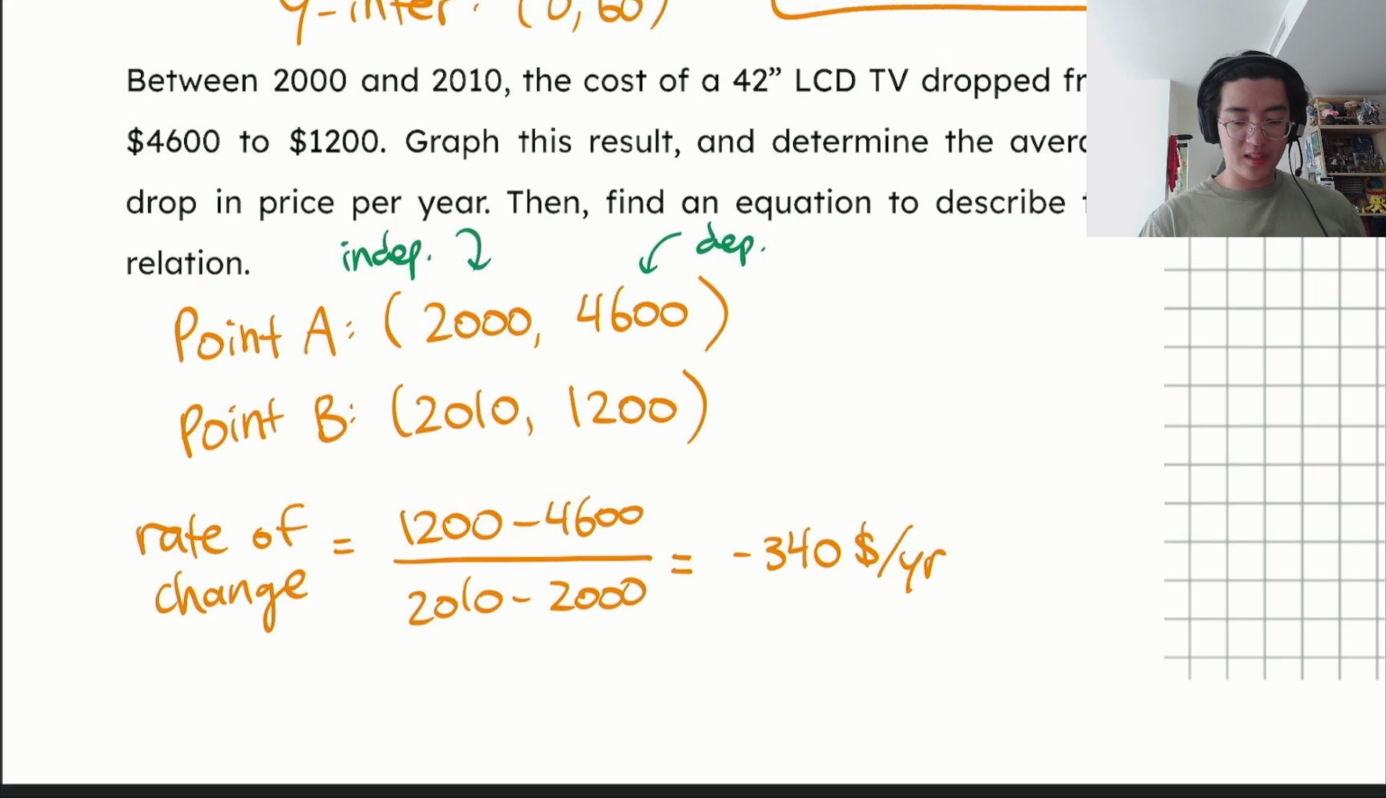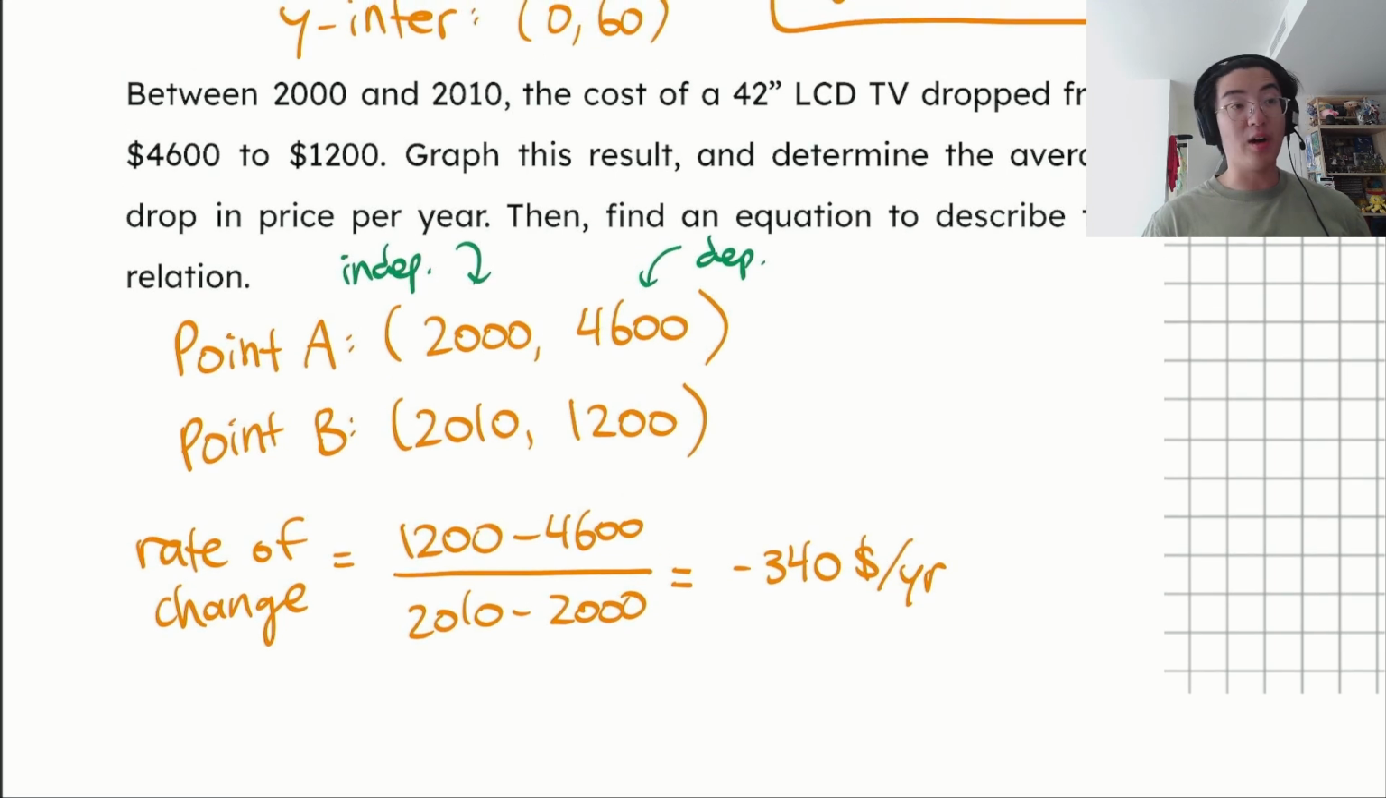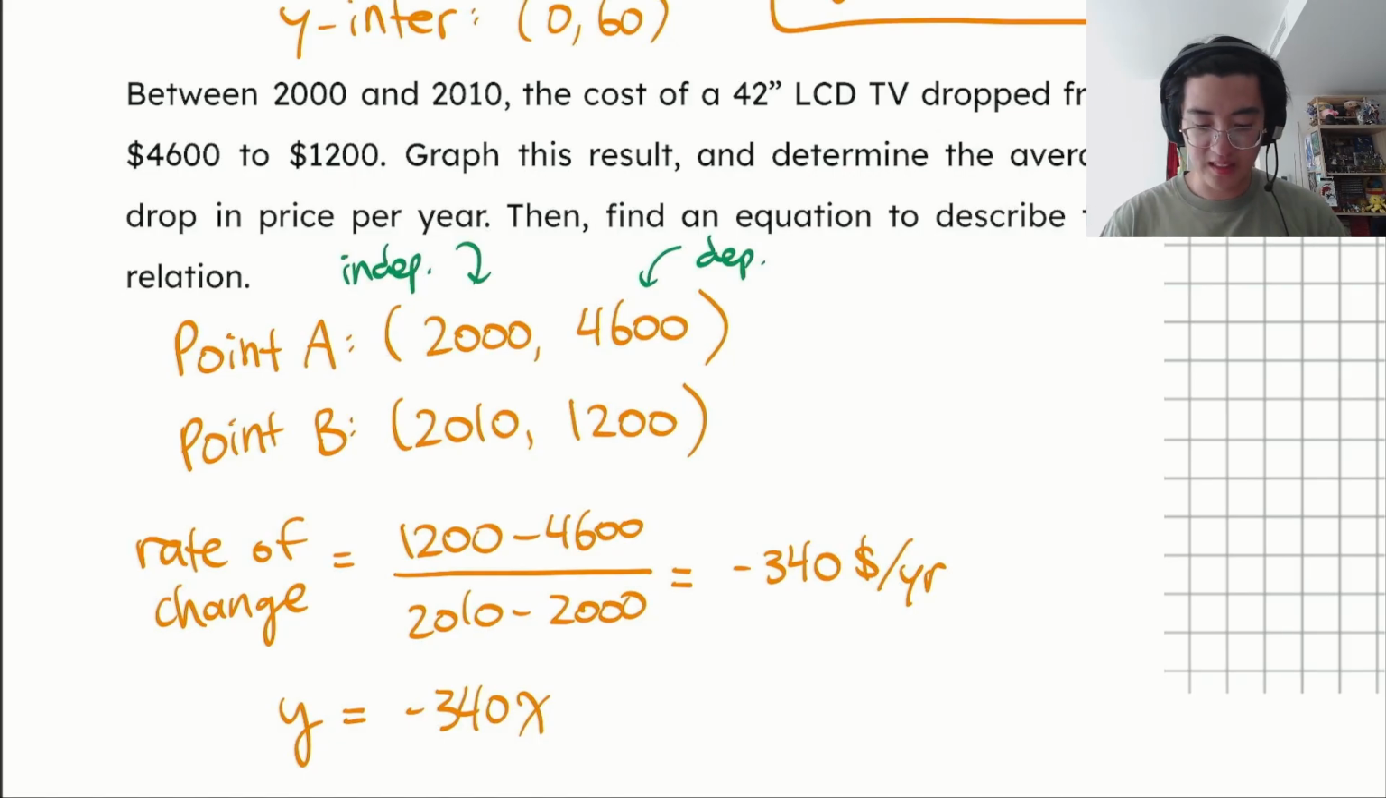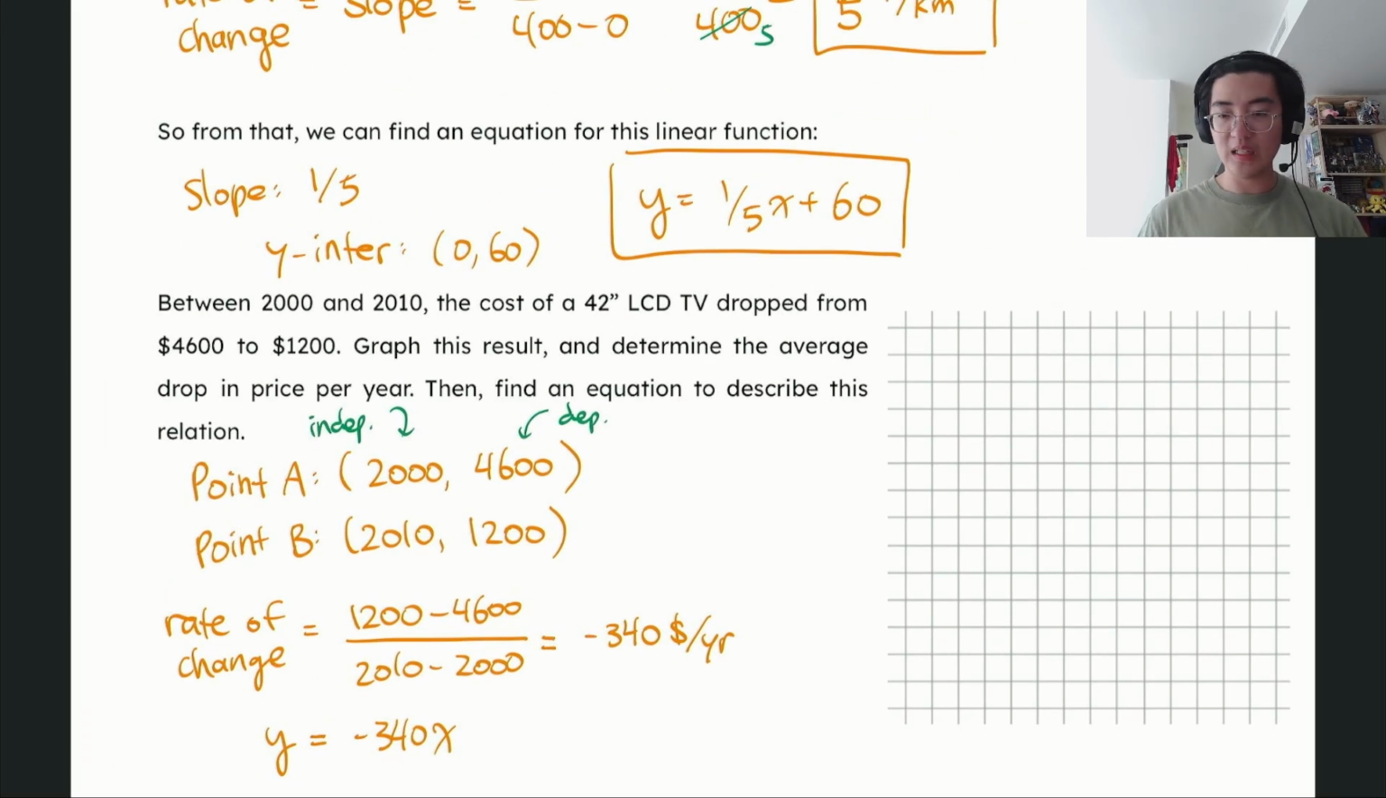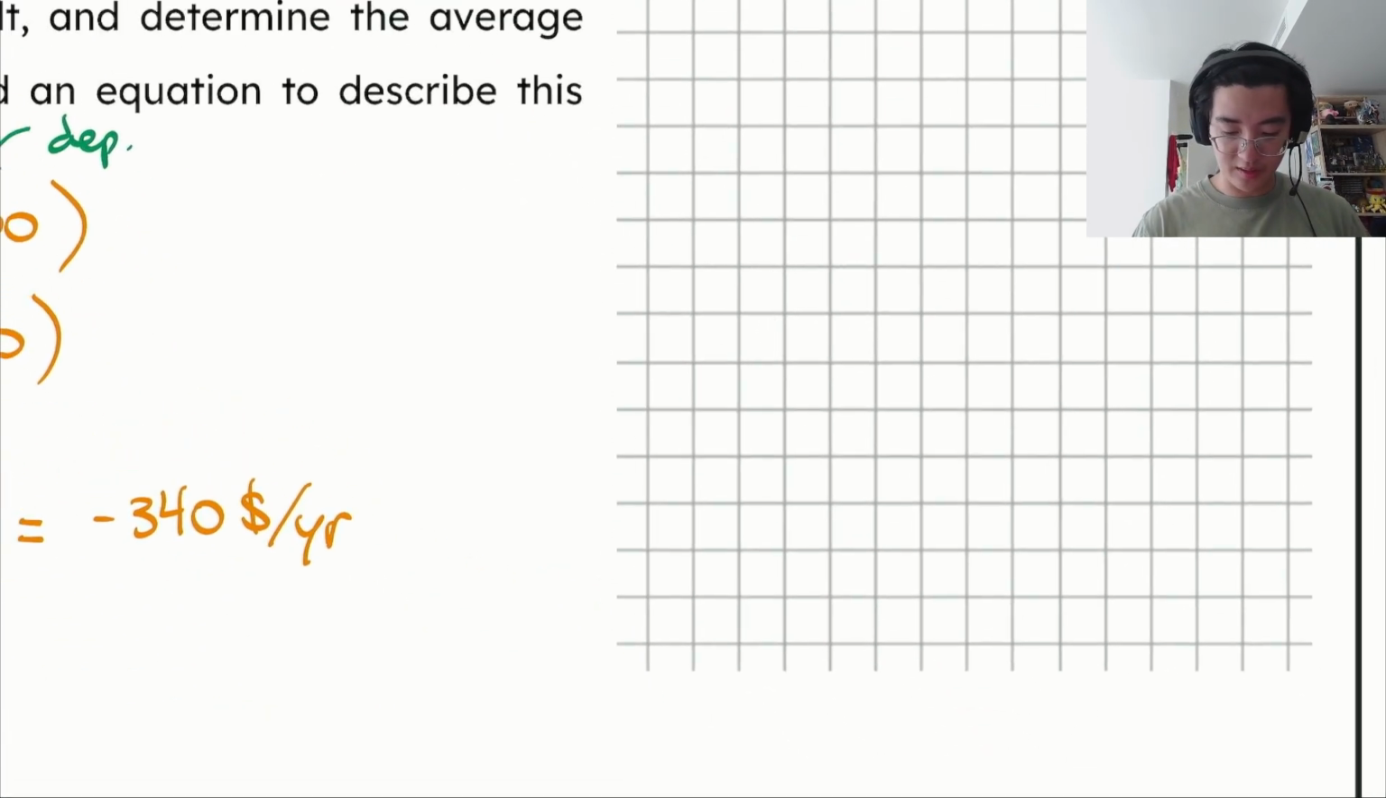And of course the units. The y value is the price, and the x value is the year. So it's dollars per year. And lastly, we want our equation now. We know the slope is negative 340x. And now I want you to know what the y-intercept is. This is where it'll be useful for us to start graphing it out.